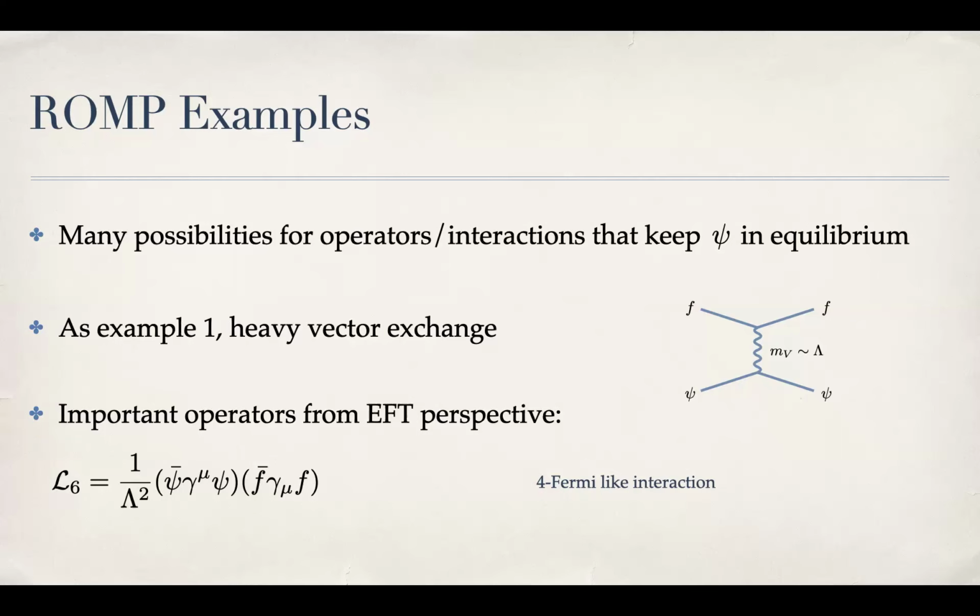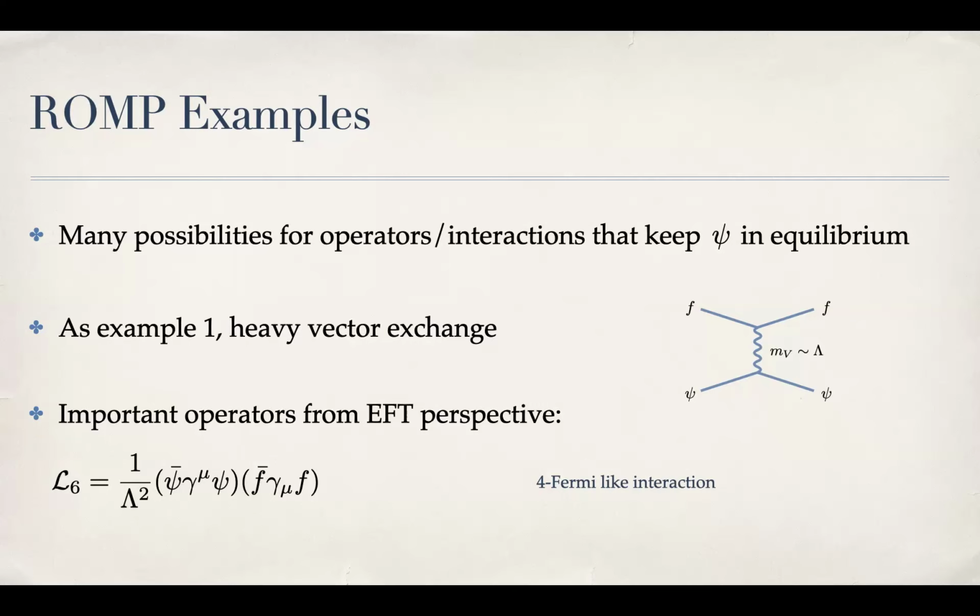And so one of the main interactions from an EFT perspective that we're going to think about, just to again give you some tangible operators to think about, but again, will be very general in this framework, would be some 4 Fermi-like interaction. If you integrate out this heavy vector, you get some 4-point interaction like shown.